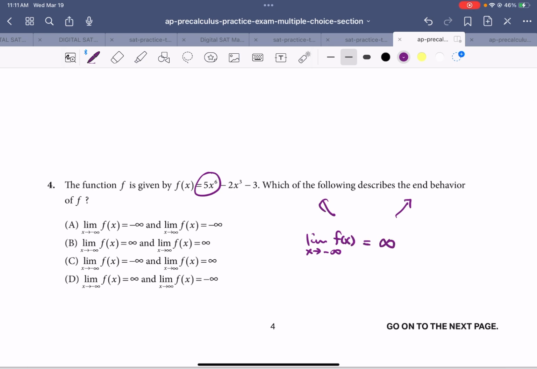Okay, positive infinity. Now what about this side here? So then the limit as x approaches infinity of f of x. When x is moving to the right, the graph also goes up. So then you can say this is also infinity as well. So if you look at the answer choices, then B should be the answer. Okay.